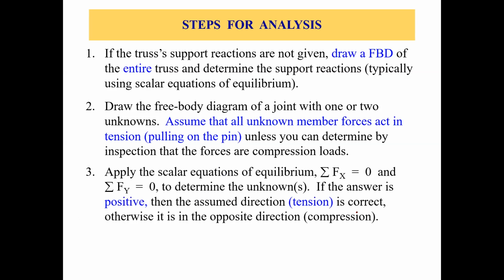Next step is to apply the scalar equations of equilibrium. Now you have a free body diagram of a joint with 1 or 2 unknowns. Just apply sigma Fx equals 0 at that joint and sigma Fy equals 0 at that joint, not the whole truss, to determine the unknowns. If the answer is positive, then the assumed direction, tension, is correct. Otherwise, it is in the opposite direction, or it's a compression. We already talked about it on the last slide.